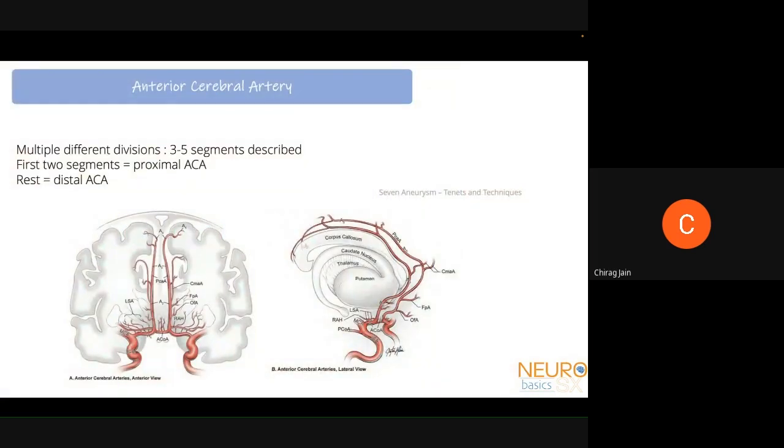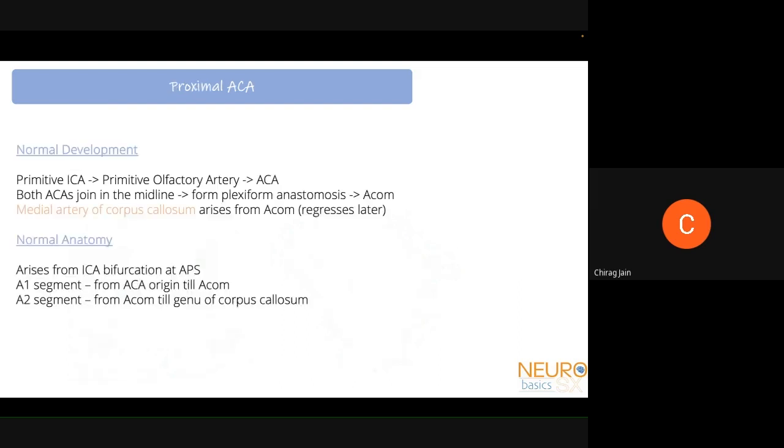So the anterior cerebral artery, as it has been described, originates obviously from the ICA bifurcation, and it has been described to have multiple different divisions by different authors. The most commonly described division is for the ACA into 5 different segments. The first 2 segments, that is A1 and A2, are considered the proximal ACA, and the rest, A3, A4, and A5, are considered the distal ACA.